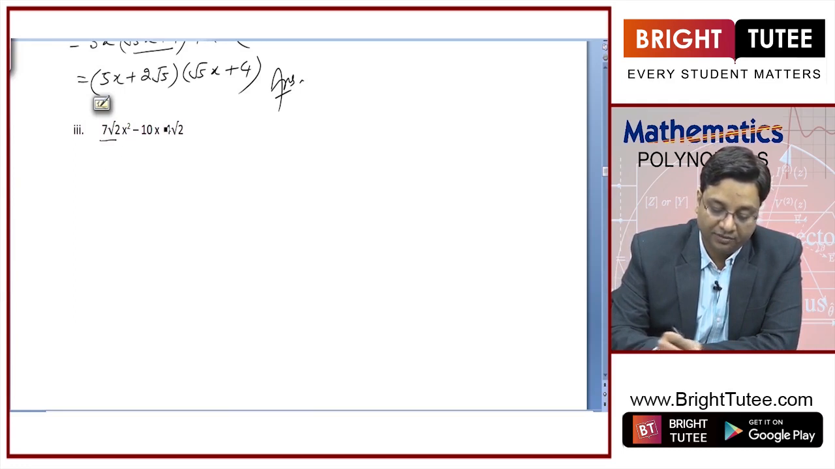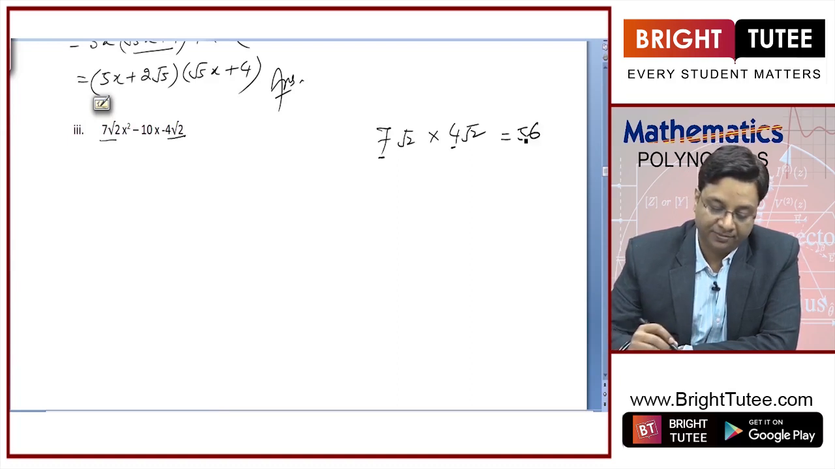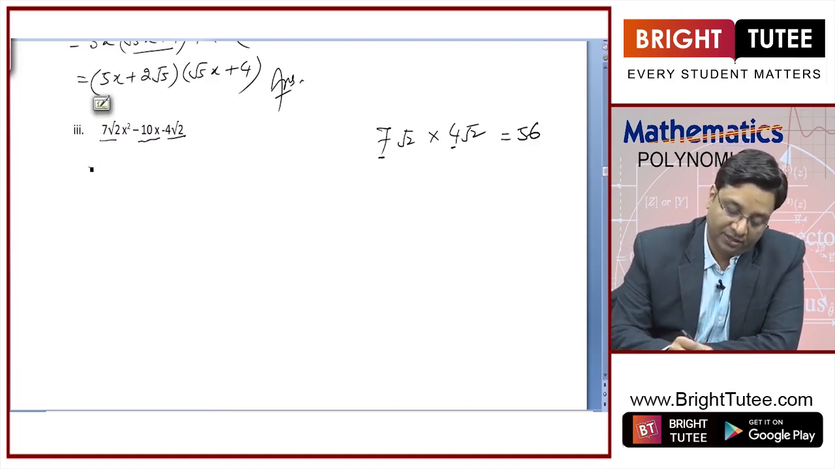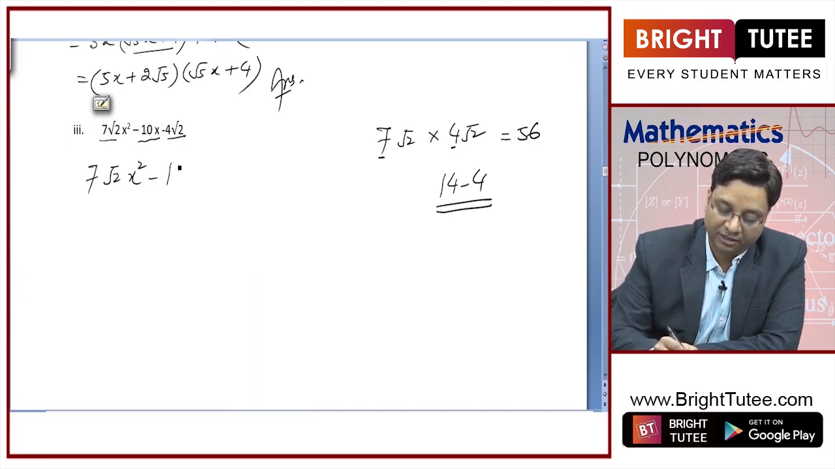So now in this we will see this product 7 root 2 into 4 root 2, that is 7 into 4 is 28, 28 into 2 is 56. So out of this I need 56. 7 root 2 x square, 10 can be written as 14 minus 4, right. So this is how I will write it, minus 14x plus 4x minus 4 root 2.